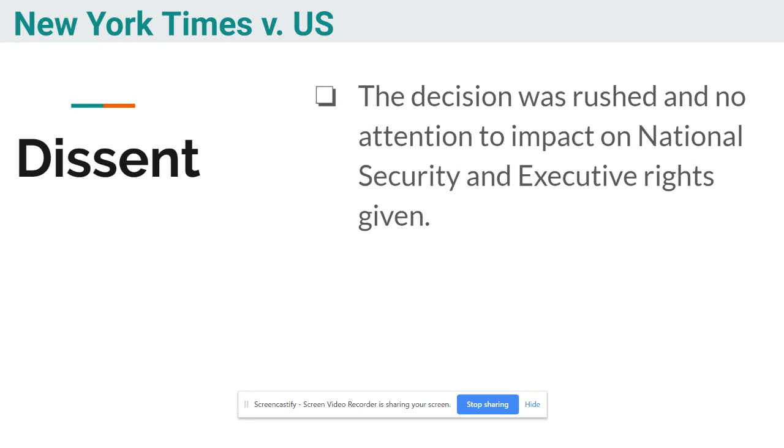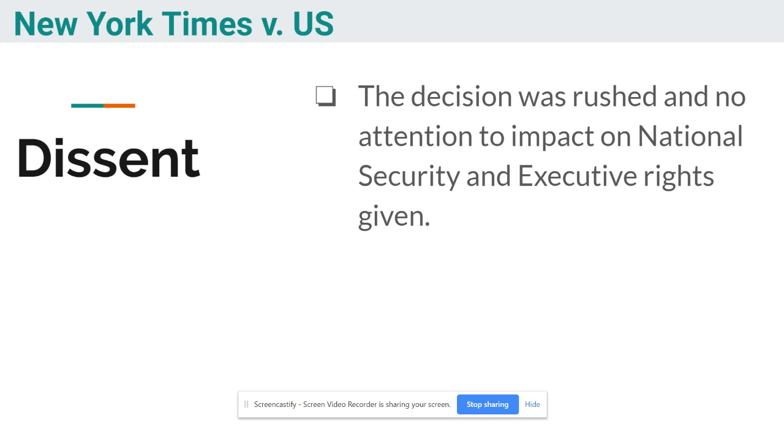So basically, they didn't necessarily disagree with the decision on its merits. They were like, well, you guys could be right. Maybe prior restraint wasn't good. But they also said that this was rushed. You rushed this thing through so quickly in order for the New York Times to publish this that you didn't really stop and think about national security and the precedent this might set or the rights of the executive branch to keep things secret.